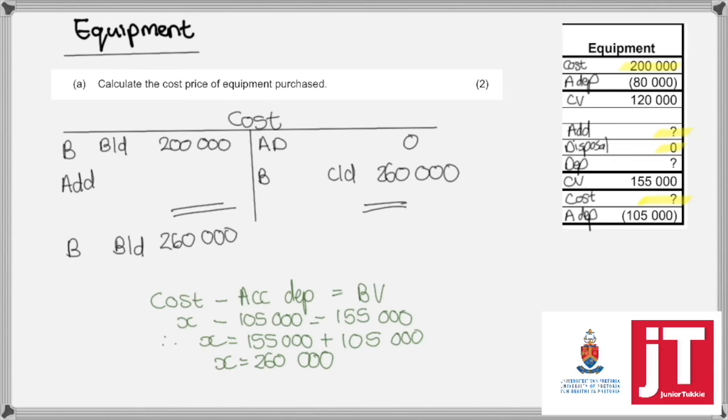Can you see how mathematical skills is applied in accounting? So now, if the balance at the end is 260,000, I can calculate the additions by taking the credit side minus the debit side. So my additions equals 60,000.